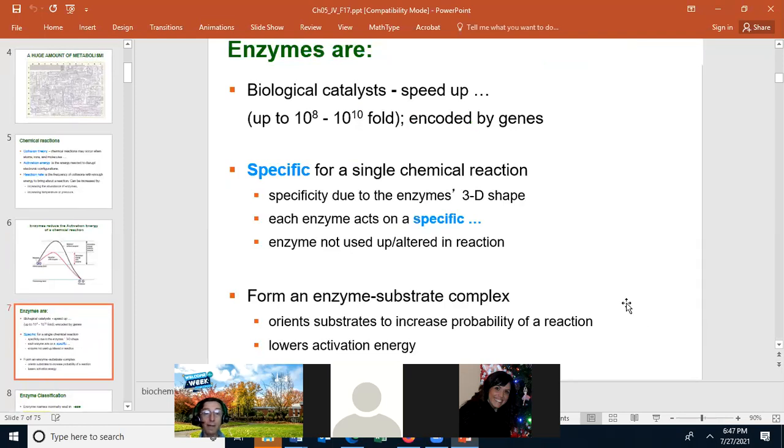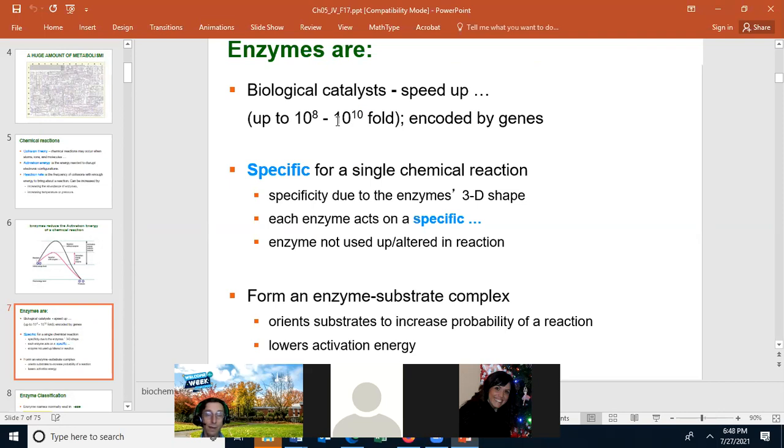Enzymes are simply biological catalysts. A catalyst, all it does is speed up a chemical reaction. You don't need to know how many times, but catalysts and enzymes speed up chemical reactions 10 to the 8th to 10 to the 10th times. So that would be around 1,000,000,000 times. That's 10 to the 9th.